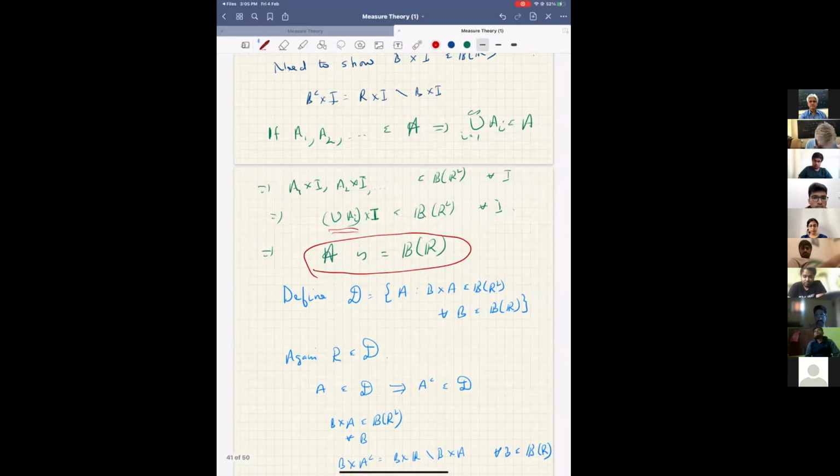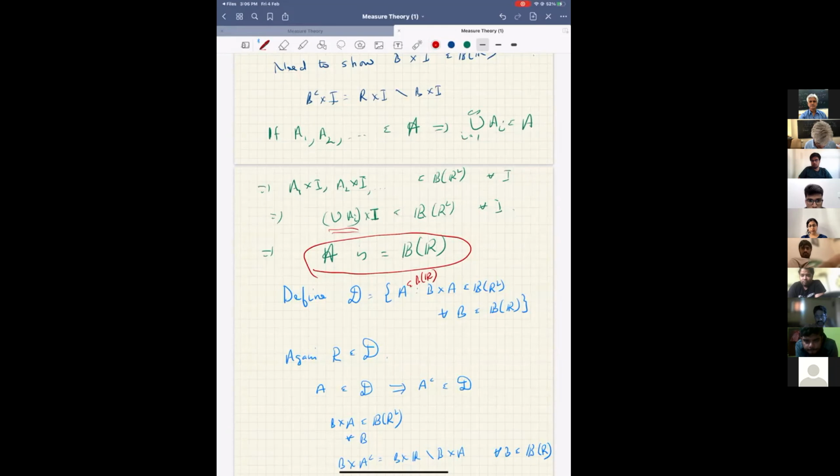Now define D, so we'll carry on in the same manner. We'll define D to be all the sets A such that B cross A is in B(R) square for all B in the Borel sigma algebra. And by the same argument, we'll get that this D is also going to be a sigma algebra. And again, as Shubhata pointed out, let's keep this in the Borel sigma algebra of R. Otherwise, you might get something bigger.